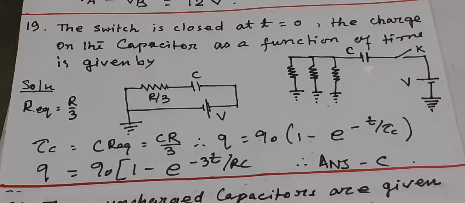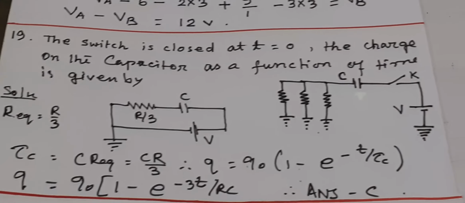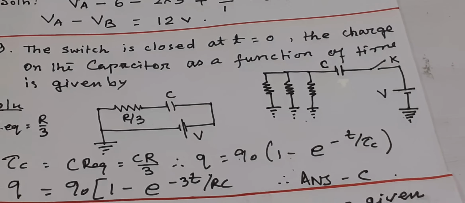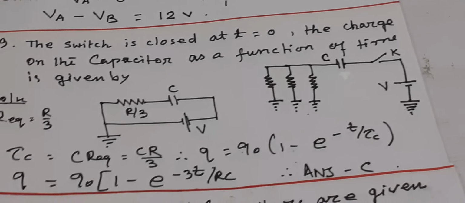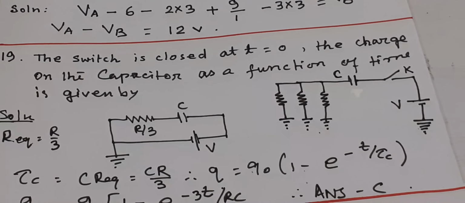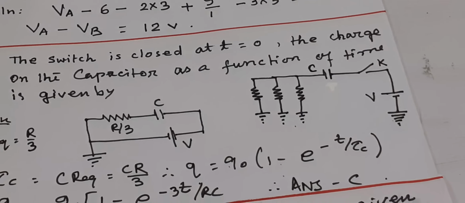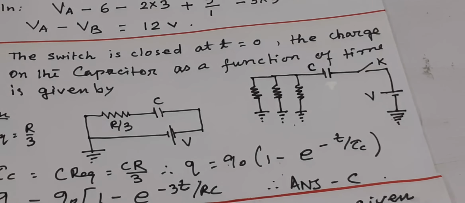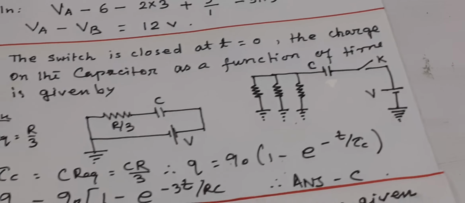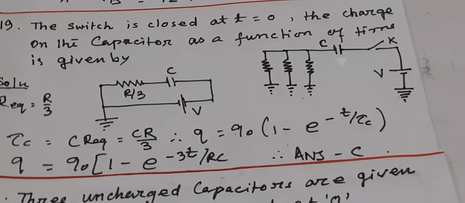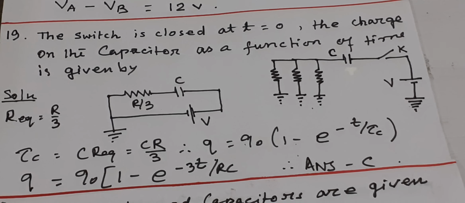As soon as the switch is closed at t equal to 0, you have to find out the charge on the capacitor as a function of time. This is a charging process. As soon as the switch is connected, immediately the battery will provide charge, it will charge the capacitor, and current will pass through the circuit.